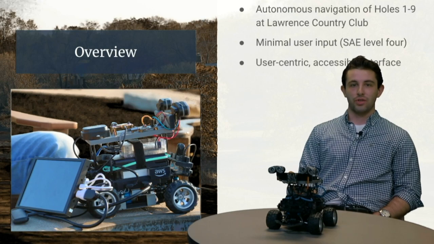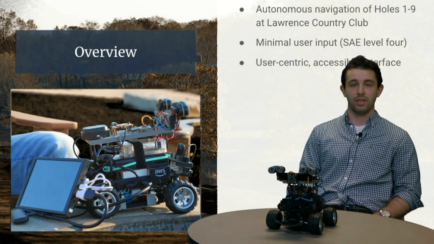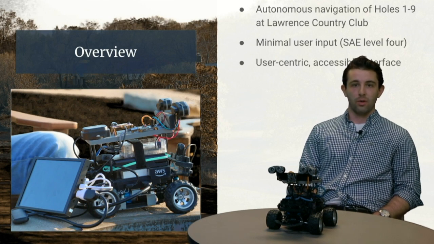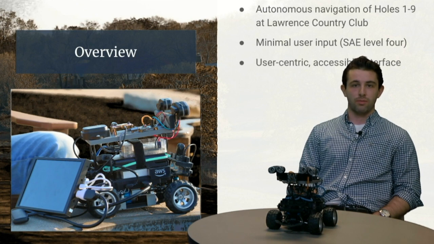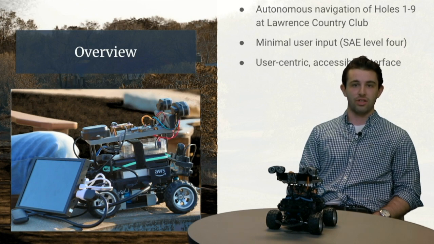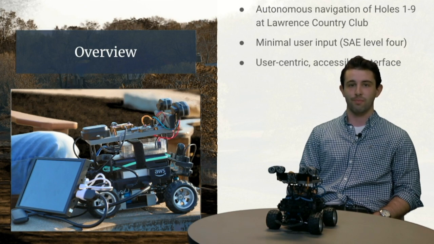CADD-E, or the camera-directed driving endeavor, was designed as a self-driving golf cart prototype, which is able to drive holes 1 through 9 of Lawrence Country Club completely autonomously. We're using minimal user input to navigate the course, which corresponds to the Society of Automotive Engineers Level 4 self-driving, able to operate under almost all conditions.